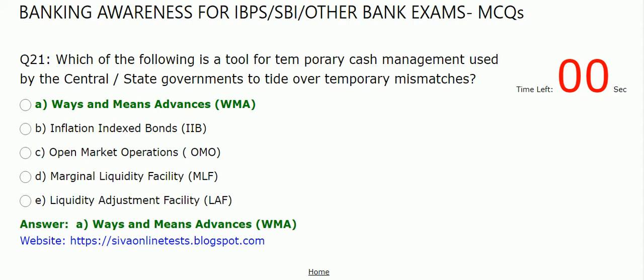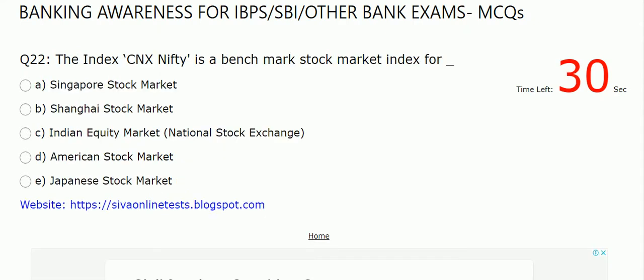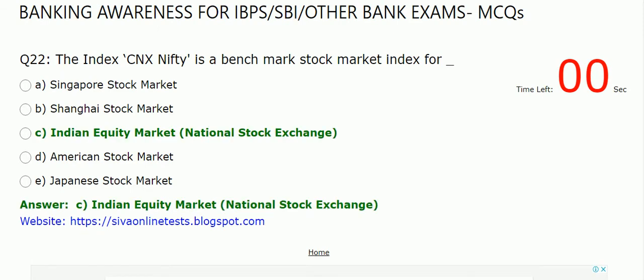Question 22. The index CNX Nifty is a benchmark stock market index for ____. Options. A. Singapore Stock Market. B. Shanghai Stock Market. C. Indian Equity Market, National Stock Exchange. D. American Stock Market. E. Japanese Stock Market. Answer. C. Indian Equity Market, National Stock Exchange.